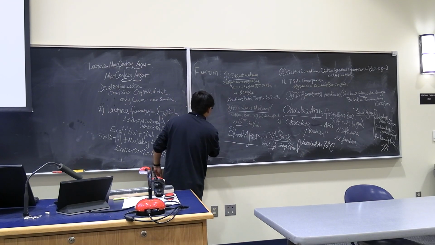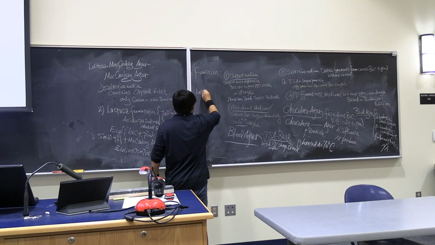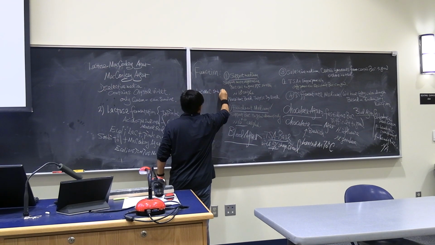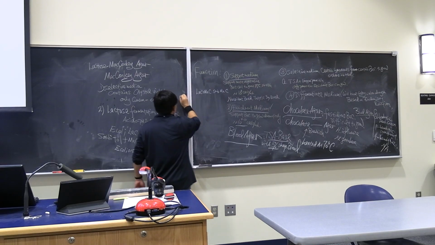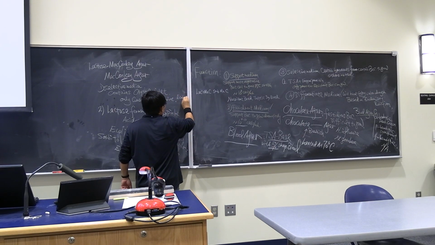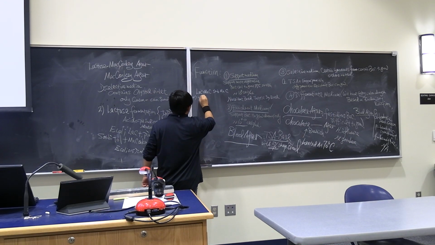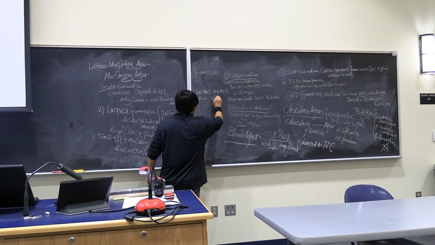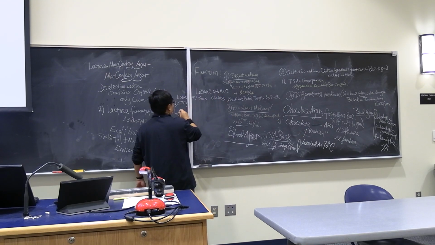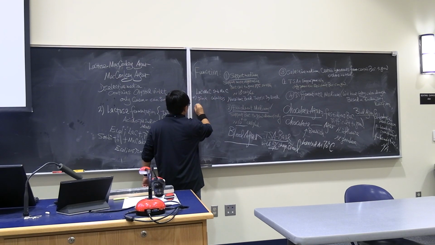What does it look like? Lactose MacConkey, this is sorbitol MacConkey. What do the results look like? Let's say this is E. coli O157:H7. This is STEC, non-O157. This is pink. This is colorless. For non-O157, this is colorless, and this is pink.